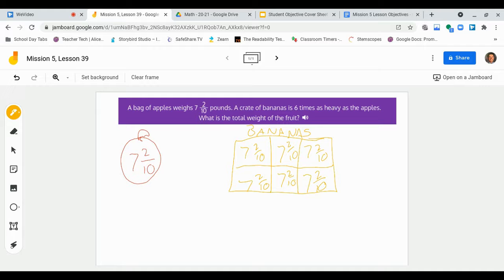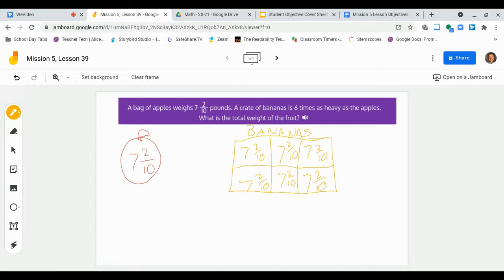Okay. So I have my bag of apples, which weighs 7 2/10 pounds, and bananas, which is 6 times that much. And then it's asking me, what is the total weight of the fruit? So what is the total weight of all of these combined, the apples and the bananas? Now, the first thing I need to do is figure out how much the bananas weigh. I don't need to worry about the apples because it told me it's 7 2/10.